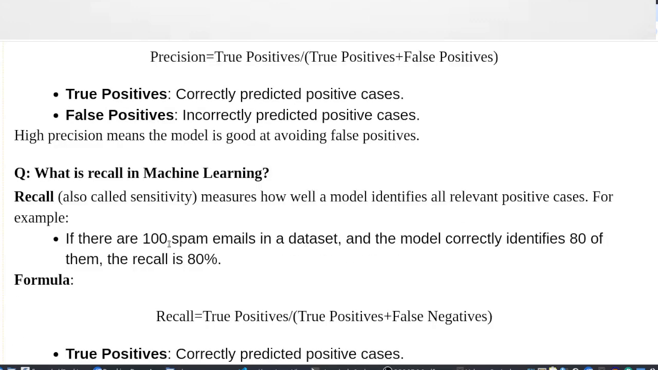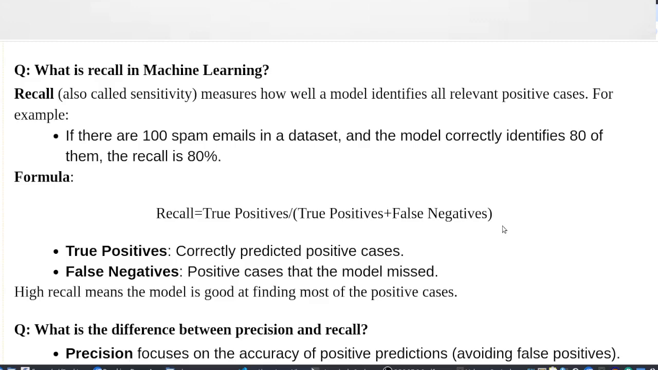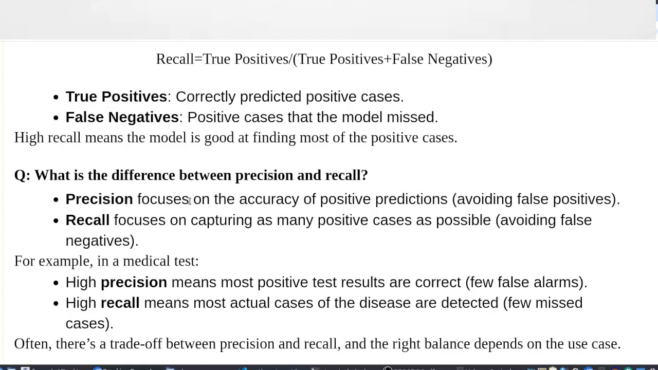And the recall, it is also called sensitivity. It measures how well a model identifies all relevant positive cases. For example, if there are 100 spam emails in a dataset and the model correctly identifies 80 of them, the recall is 80%. High recall means the model is good at finding most of the positive cases. Precision focuses on accuracy of the positive predictions, that is, avoiding false positives. Recall focuses on capturing as many positive cases as possible, avoiding false negatives.